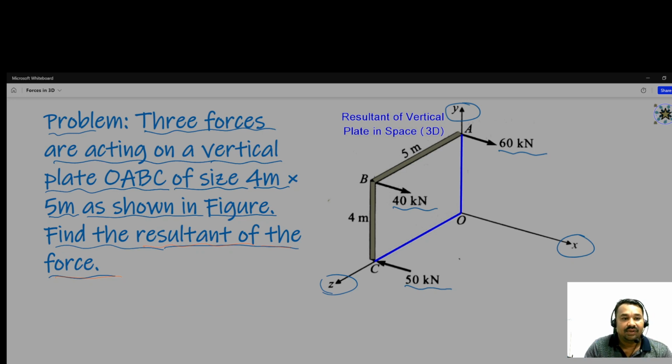And what is the name of the beam? So this is the OA. Sorry, the beam, not a plate, vertical plate, OABC. So OA, from O to A, then B, then C here. And the dimensions are given, AB of 5 meter and BC of 4 meter. Okay, and what we have to find out? We have to find out the resultant.